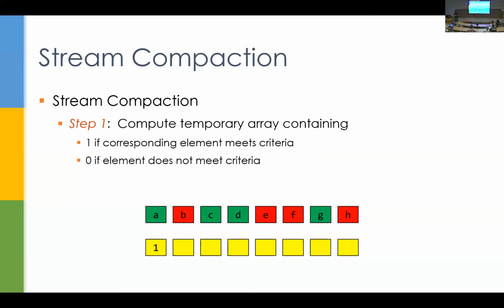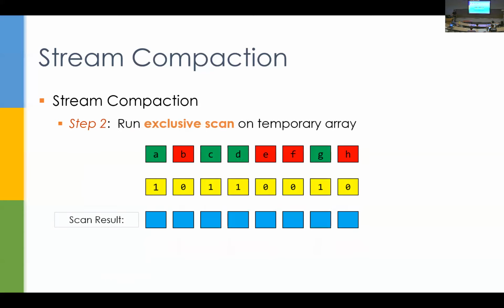So A is green, so 1. B is red, so 0. And so on. You fill the array. Everybody clear? What kind of a problem is this? Embarrassingly parallel. You're catching on. You can do all of these in parallel, so you get everything at once. Simple. This is probably the easiest kernel you're going to write all semester.